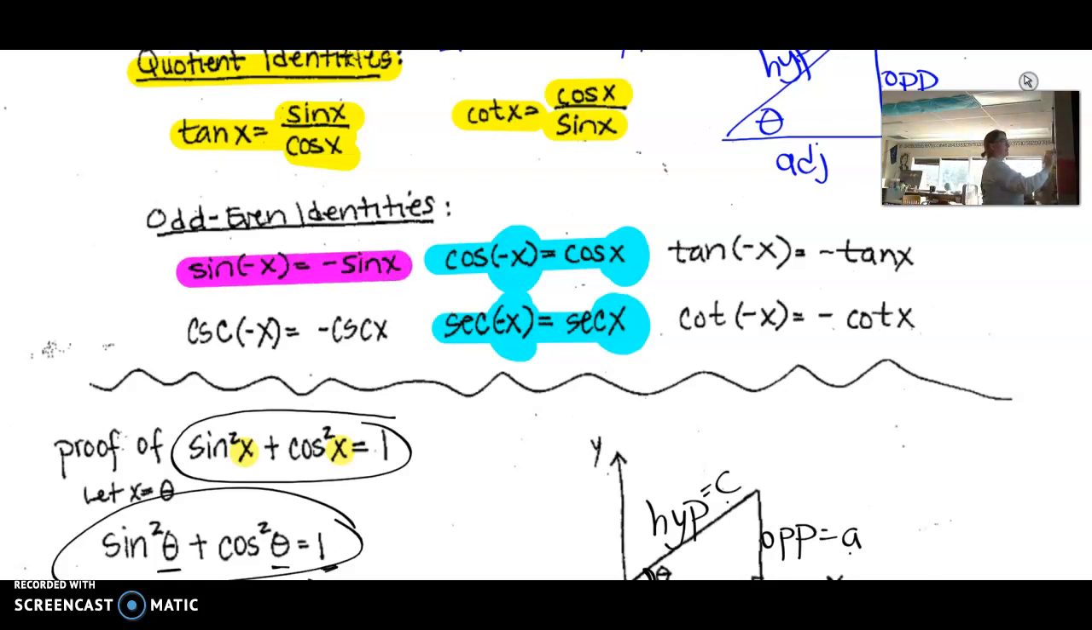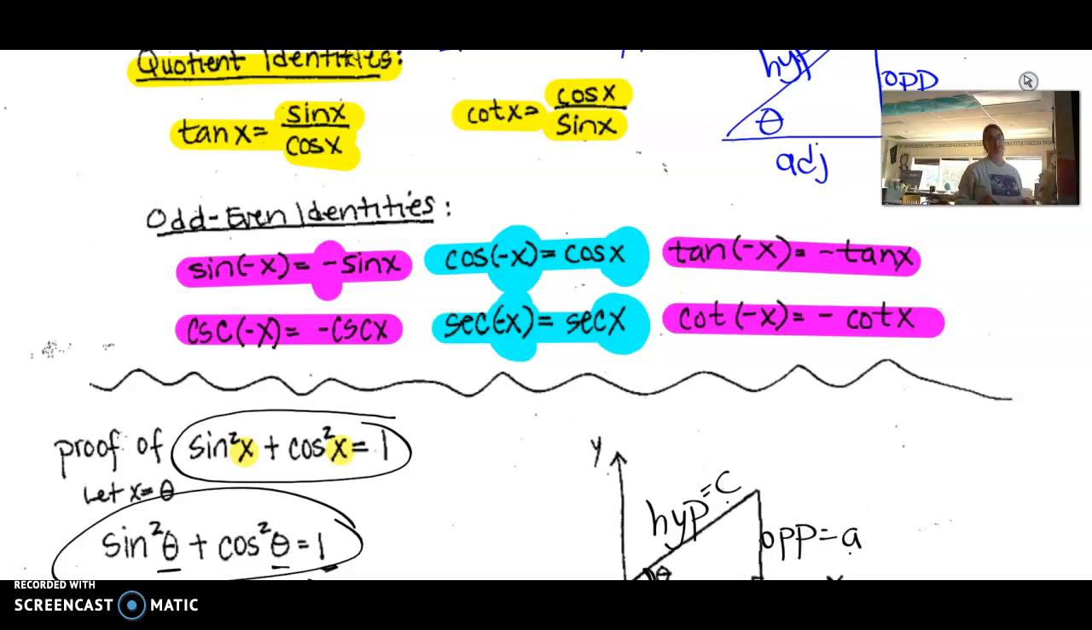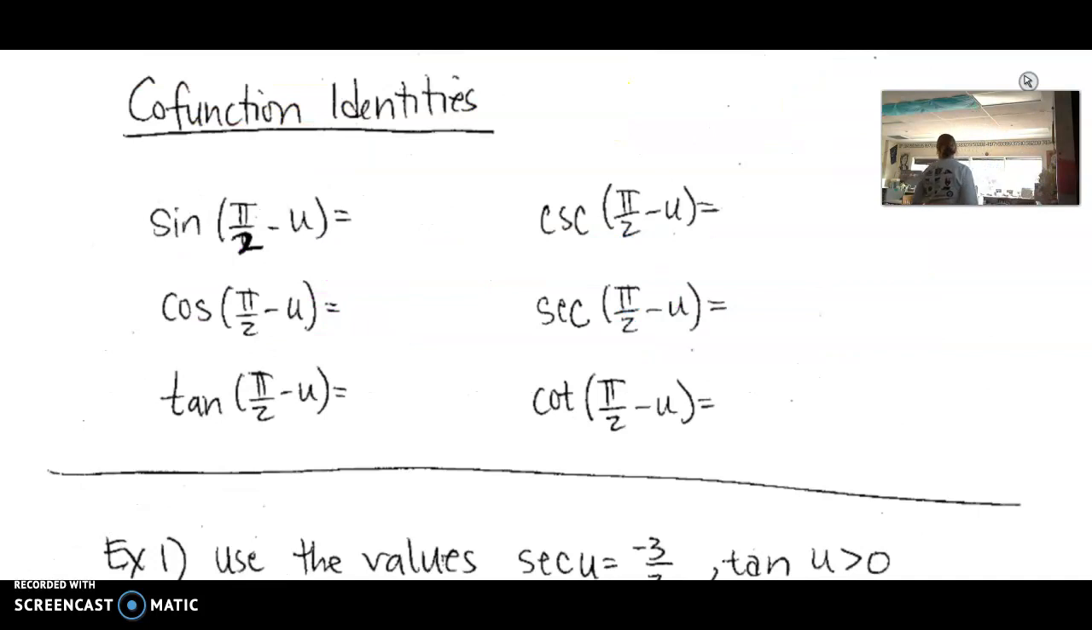We have sine of negative x is equal to the exact opposite of sine of positive x. For example, sine of pi over 4 is the square root of 2 over 2. Hopefully you remember that. And the sine of negative pi over 4 is negative square root of 2 over 2. So they're exactly opposite outputs. That holds true for sine, cosecant, tangent, and cotangent. So the only even functions are cosine and its reciprocal secant. The rest are odd.